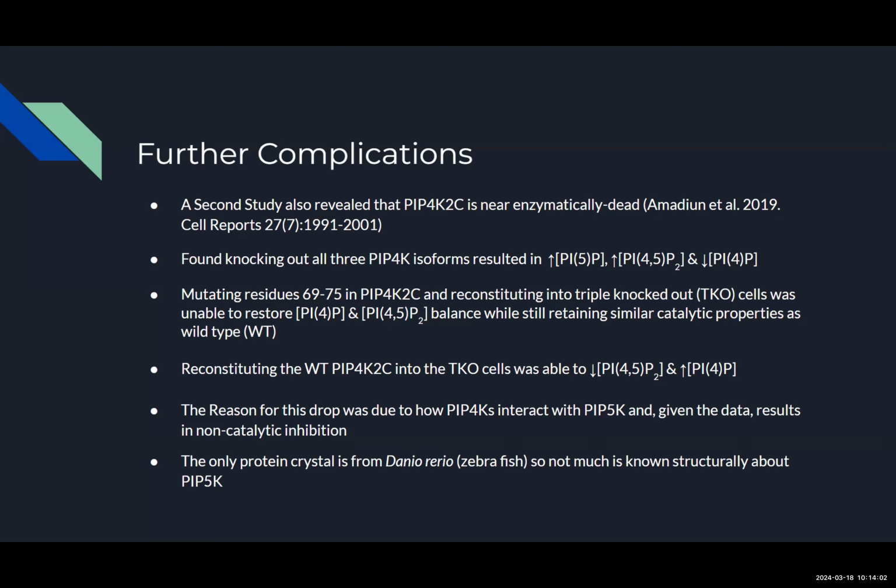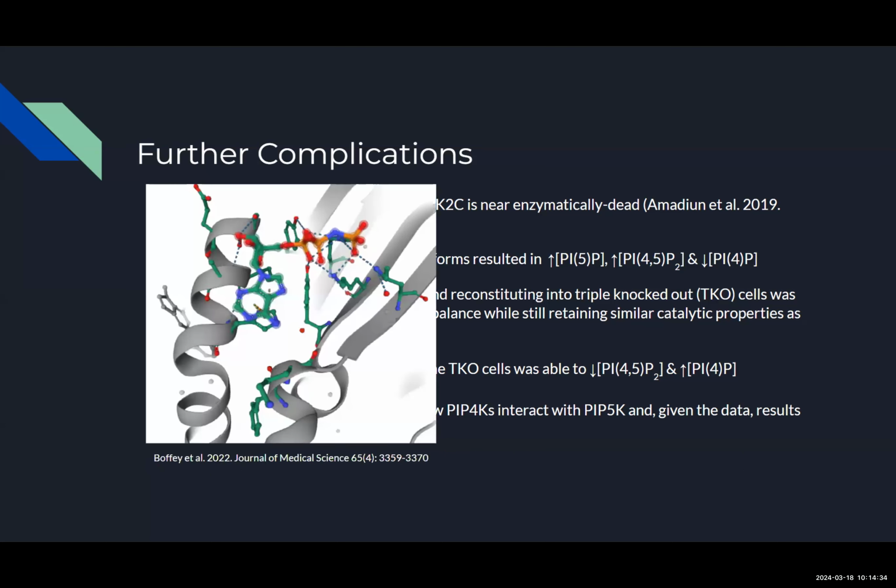concentrations. The reason why is because it's noticed how PIP4Ks actually interact with PIP5Ks, which is responsible for converting PI4P into PIP2. Now, the only problem is the whole PIP5K family is a dark kinase family, with the only protein crystal structure known is from Danio rerio, which is the zebrafish, which is unfortunate because we don't know much about the interactions because the structure is not known.